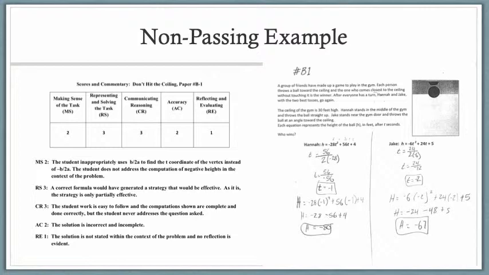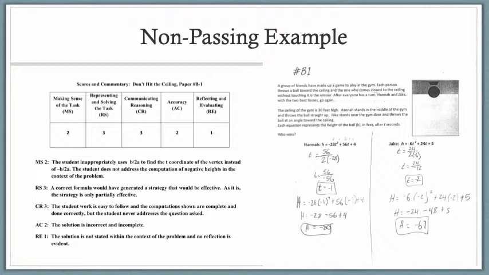For accuracy, obviously it's incomplete. They used the wrong formula. So when they got to the answers, they got negative numbers. So it's kind of just not a correct answer. And there is no attempt at reflecting and evaluating or looking back over the problem. And so they got a 1 on reflecting and evaluating.